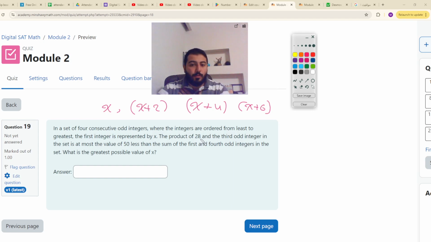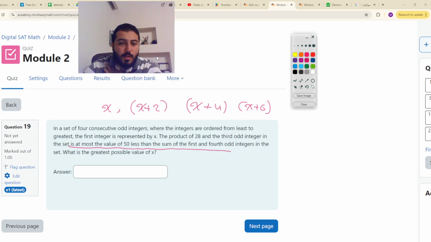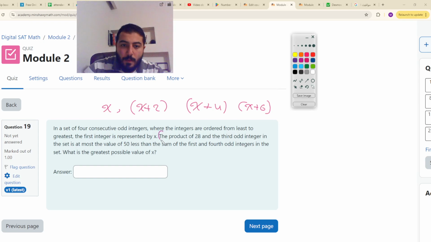The product of 28 and the third odd integer in the set is at most the value of 50 less than the sum of the first and the fourth odd integers in the set. So let's translate this sentence. The product, that is the result of the multiplication of 28 and the third odd integer, that's x plus 4 times 28. What is the value of x plus 4 times 28? In the set, is at most the value of. At most means it is less than.